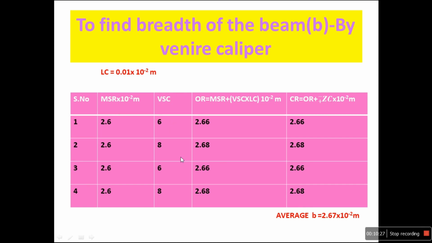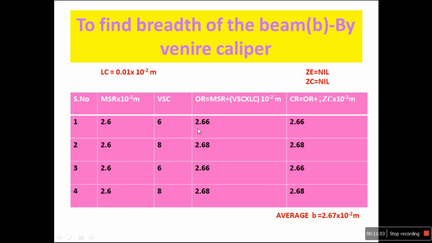The same tabular column. First column main scale reading, second column vernier scale coincidence, and the observed reading, how to calculate: MSR plus VSC into least count, and corrected reading: observed reading plus or minus zero correction. Regarding the vernier caliper there is no error, so there is no correction. So whatever we get in this column, we just copy down in this column, very easy. So the MSR value, main scale reading, is equal to 2.6 in the first reading, and out of 10 vernier scale lines the 6th line exactly coincides with the main scale reading, so I put 6.